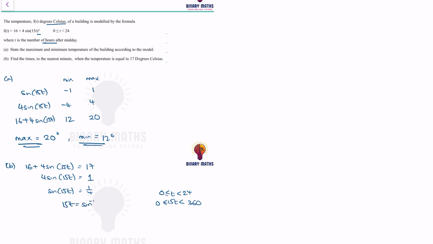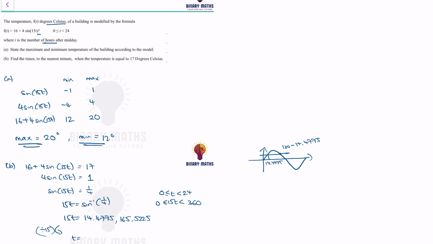So 15t is equal to inverse sine of a quarter, which means when we put this into our calculator, we get 15t is equal to 14.4775. So if you think of the sine graph, because our 15t goes from 0 to 360, this is 14.4775. So if I want to find this one, it must be 180 take away 14.4775, which is equal to 165.5225.